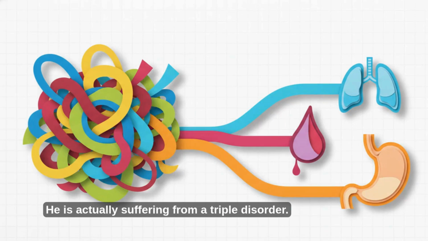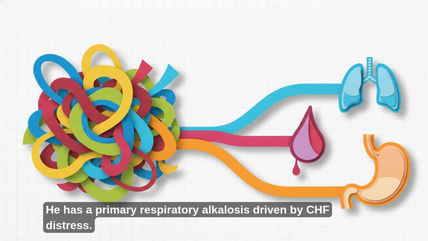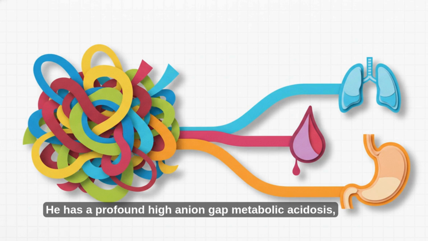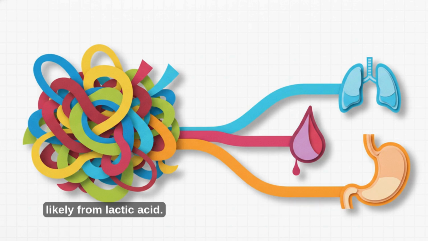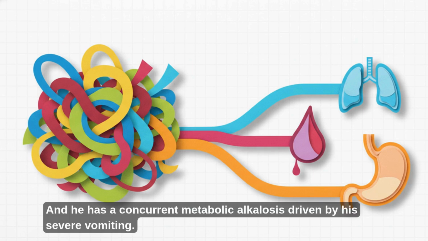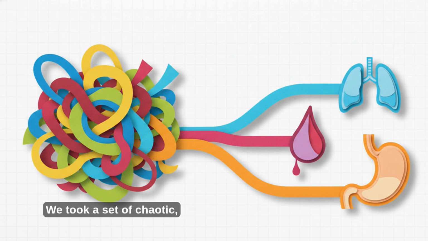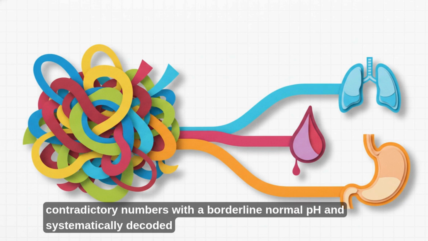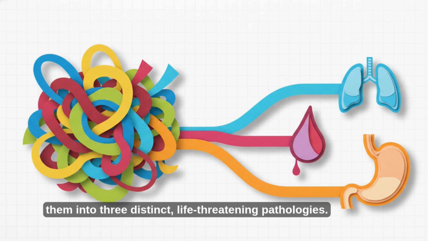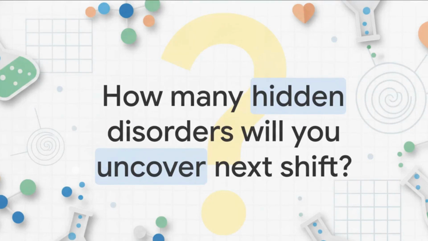He is actually suffering from a triple disorder. He has a primary respiratory alkalosis driven by CHF distress. He has a profound high anion gap metabolic acidosis, likely from lactic acid, and he has a concurrent metabolic alkalosis driven by his severe vomiting. We took a set of chaotic, contradictory numbers with a borderline normal pH and systematically decoded them into 3 distinct, life-threatening pathologies. This is the true power of our framework. We don't guess, we calculate.